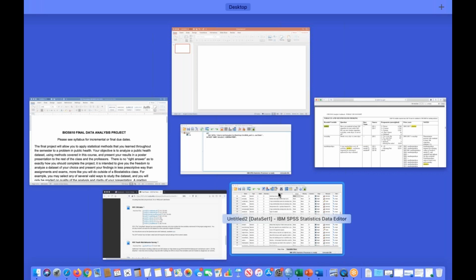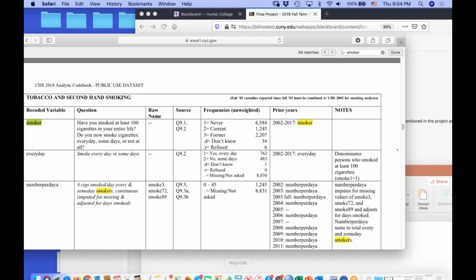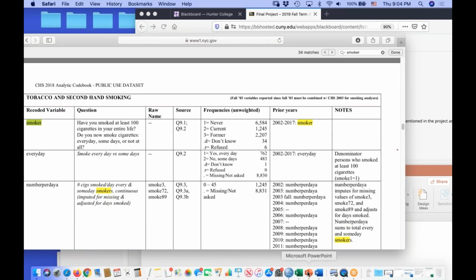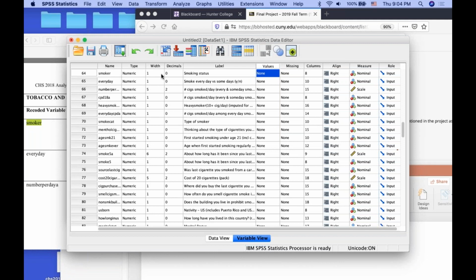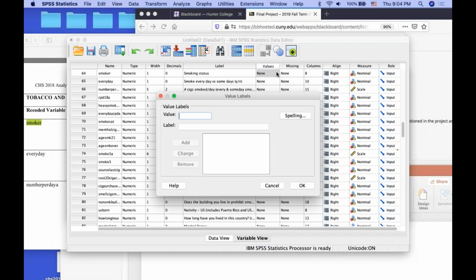Okay, so where did it go? Where did my SPSS file go? That's because it doesn't transpose in SPSS. If you open an SAS file, the formatting will be there. If you open an SPSS file, it won't transfer the formatting. So yes, you have to enter it. You have to look it up in the code book.